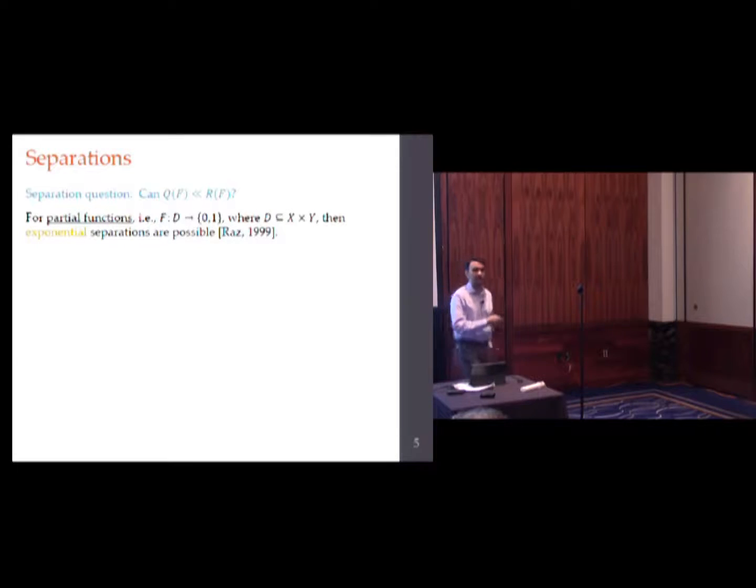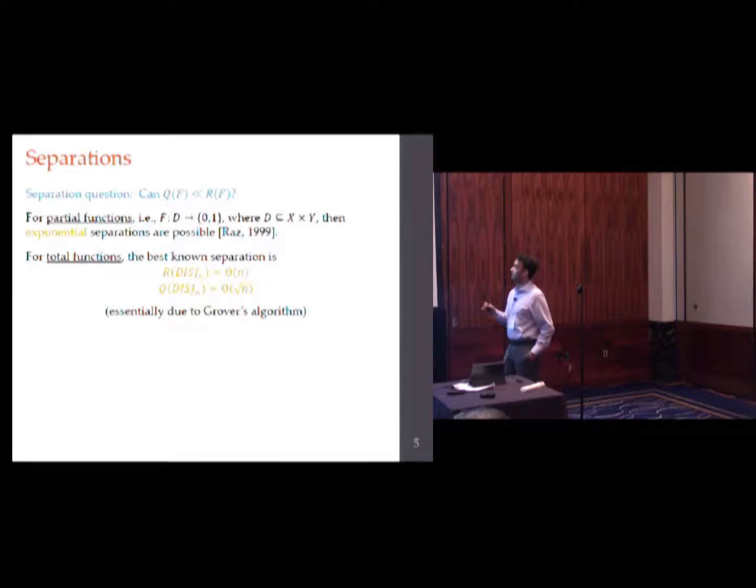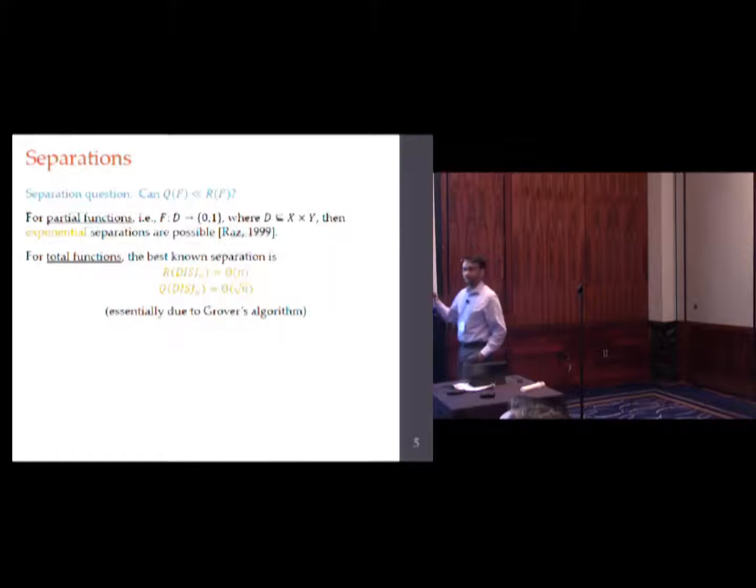The focus of this talk is total functions, which are the kinds of functions I talked about on the previous slide. For total functions, essentially, prior to our work, the best known separation was quadratic, and it was because of the disjointness problem, whose randomized communication complexity is n, famously, and its quantum communication complexity is root n, which is essentially due to Grover's algorithm, although to get rid of all the log factors, you need some work from Aaronson and Ambainis, but essentially you get this quadratic separation from Grover's algorithm.